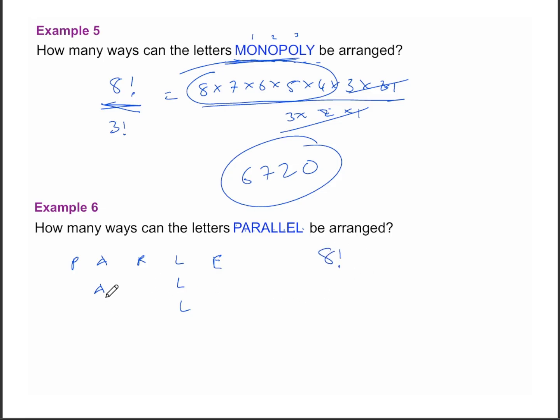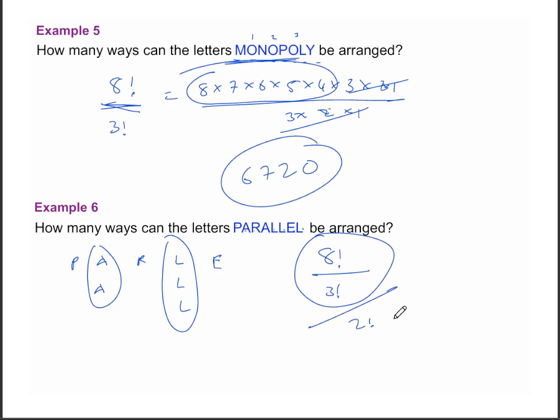But because they have repeating letters, this time there are 2 sets of repeating letters. Remember, if we have a specific letter repeating 3 times, as we had above with O, we would just divide by 3 factorial. But now this happens twice. Because we have already accounted for the 3 L's, we still have the 2 A's to account for, so again we divide by 2 factorial. What this gives you is 8 factorial divided by 3 factorial times 2 factorial.